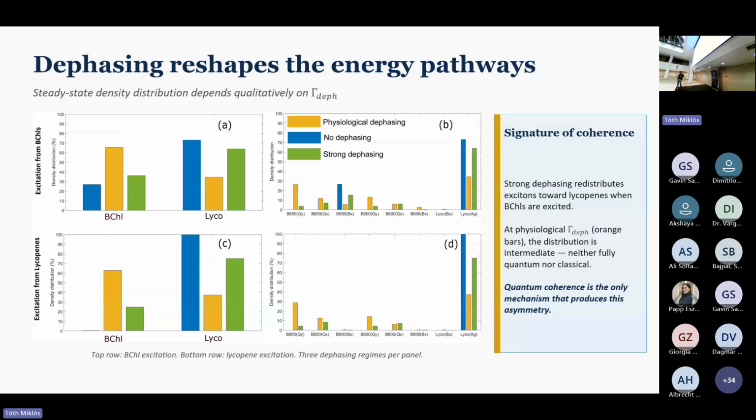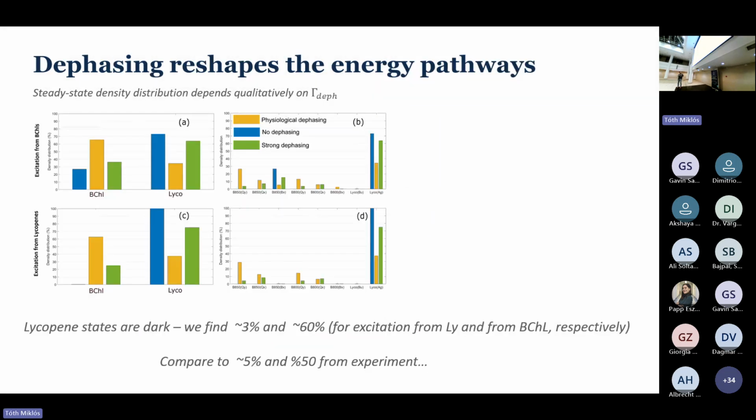And what Elinor did was take the exact structure of LH2, plug in the same formalism, excitations, source, sink, and average over disorder. And what we find is something quite interesting. If you look at no dephasing, you excite from the bacterial chlorophyll, you get most out of the chlorophyll, but also from the lycopene. Let me not go into the details. Basically, depending on whether you're in the quantum, classical, or Goldilocks regime, you will find something very, very different. And only in the physiological Goldilocks regime, we get numbers which are quite similar to the experiment.